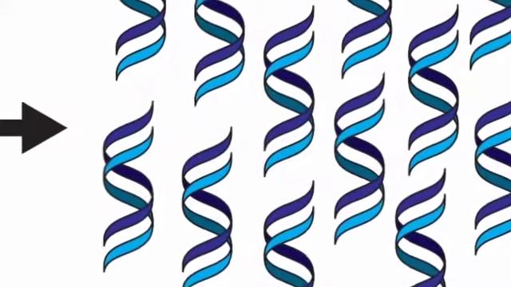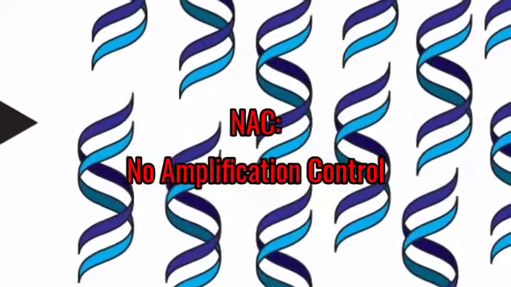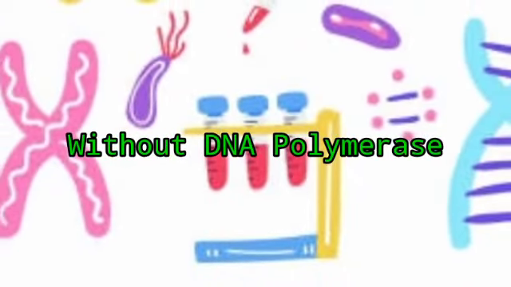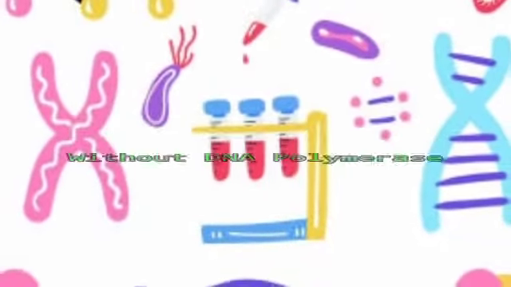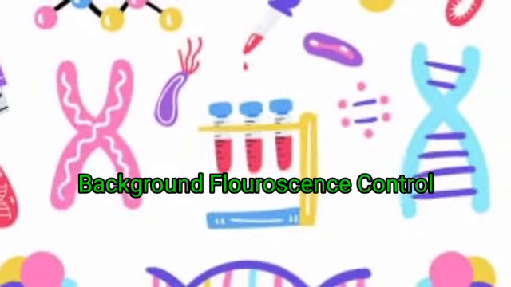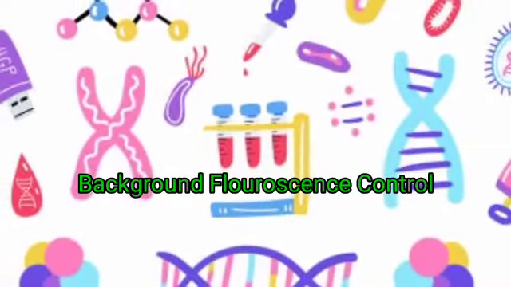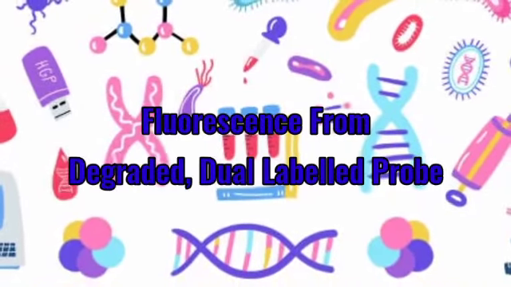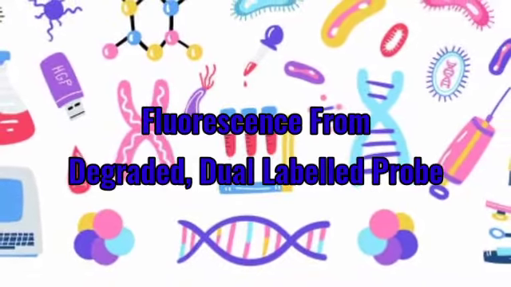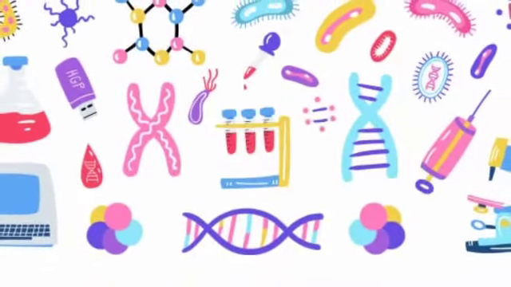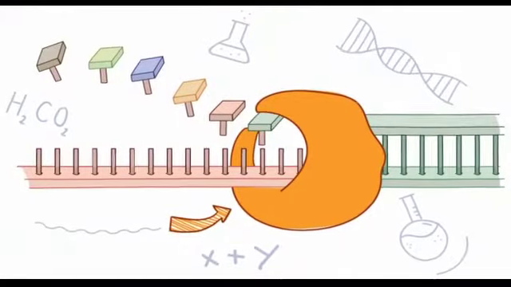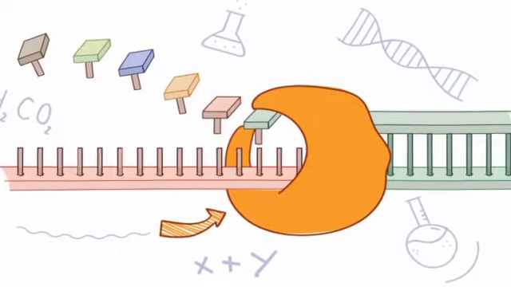The third one is no amplification control. This no amplification control omits the DNA polymerase from the PCR reaction. This is a control for background fluorescence that is not a function of PCR. Such fluorescence is typically attributable to the use of degraded dual-labeled probe. This control is unnecessary when utilizing SYBR Green probe chemistries.